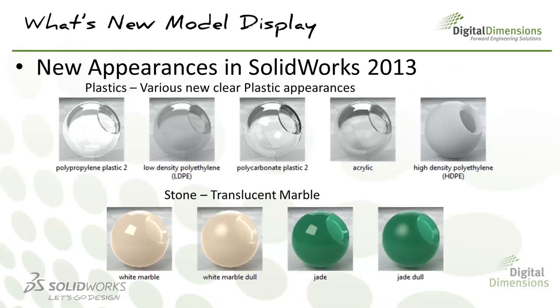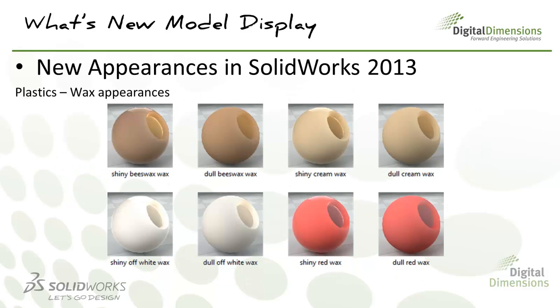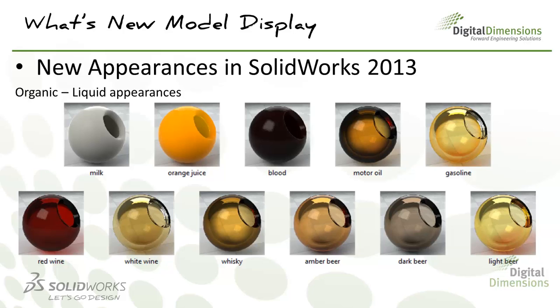They've also added some new clear plastic appearances, as well as underneath stones and architectural for marble, you'll see that they've added some translucent marble. And under plastics, they've added some wax appearances. And finally, the most popular, underneath the organic appearances, they've added some liquids. So as you take a look at the drink selection here, we have milk, orange juice, light beer, dark beer, amber beer, whiskey, white wine, and red wine. Anybody else feel like a drink?